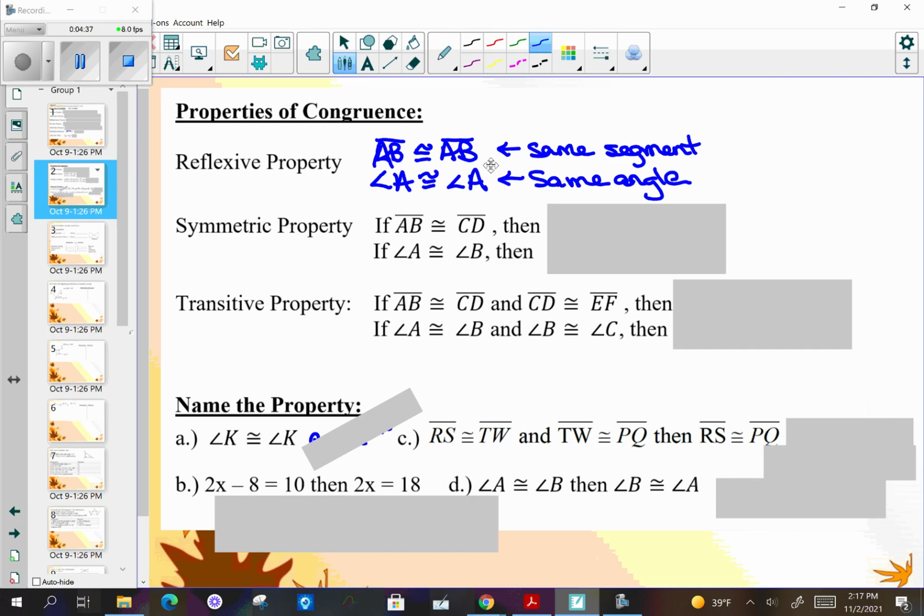You also have symmetric, and that tells me that if AB is congruent to CD, then CD is congruent to AB. Or same thing for angles. If angle A is congruent to angle B, then angle B is congruent to angle A. So essentially it's okay to switch things around a congruent sign, just like it's okay to switch them around an equal sign.